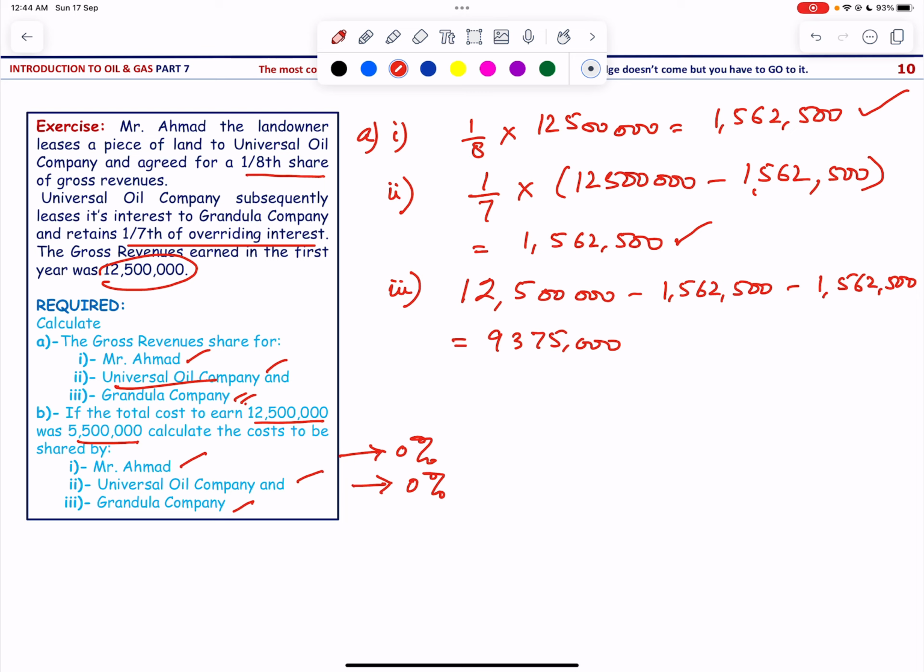We come to the third one, that is Grandula, and obviously they are going to bear all the cost of 5,500,000. Okay, we move on to the next one.